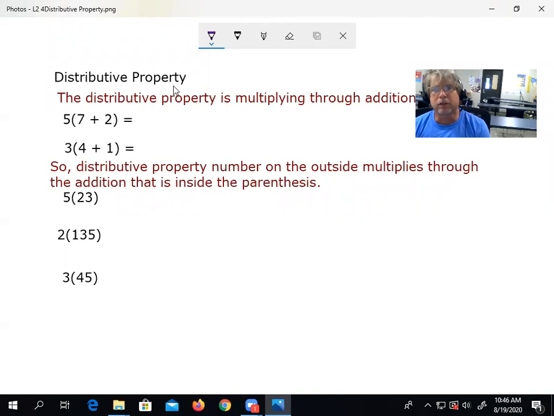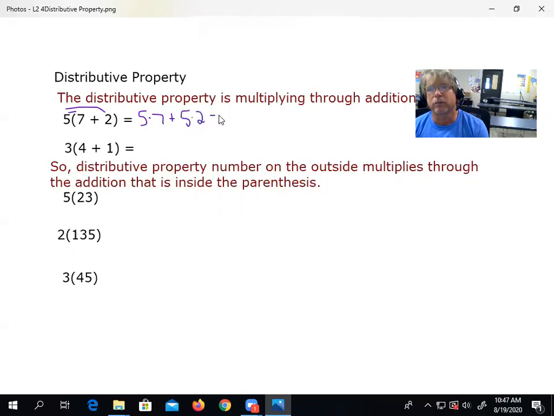So the distributive property is the next thing we want to talk about. The distributive property is when you multiply through addition. So notice how you have this 5, and then inside these parentheses we have addition 7 plus 2. So if there's multiplication on the outside and there's addition on the inside of the parentheses, this is what distributive property is going to look like. And the way distributive property works is we're going to multiply through the addition. So what this means is this 5 on the outside is going to multiply to both addition pieces. So in turn, this turns into 5 times 7 plus then 5 times 2.